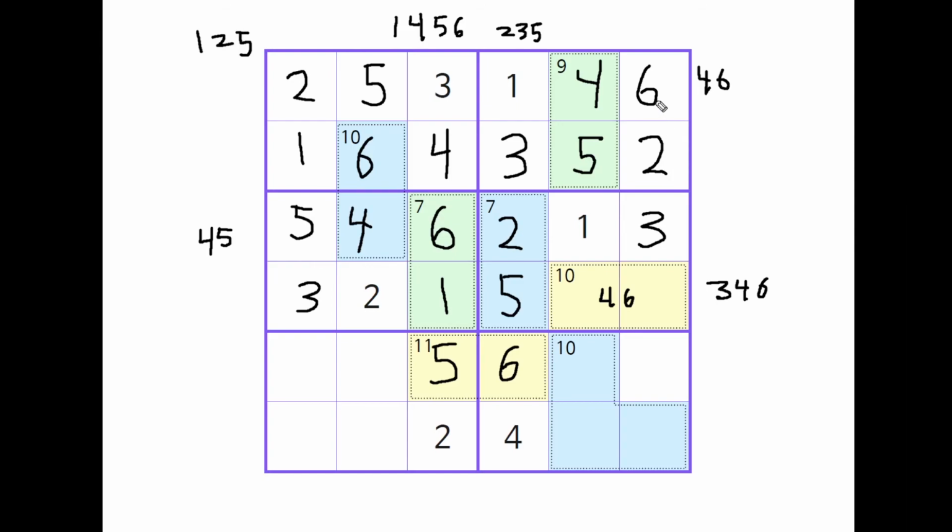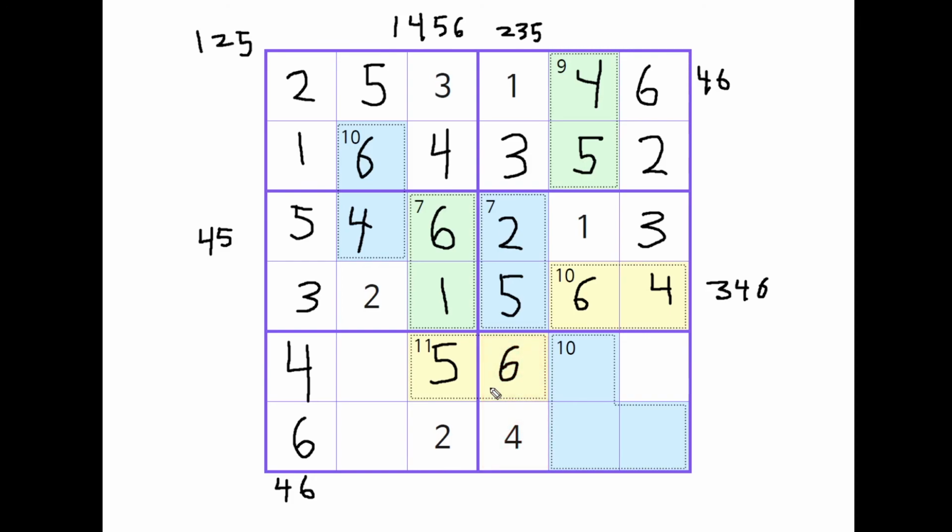Now due to the 6 in the last column that we just placed, we know for sure that this cell must contain the 4, and this cell must contain the 6. In the first column, the only missing numbers are 4 and 6, and the 4 must go here, and the 6 here, due to the 4 and 6 in the fourth column.